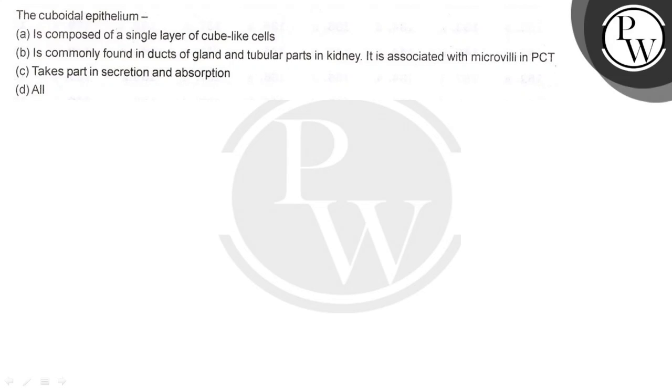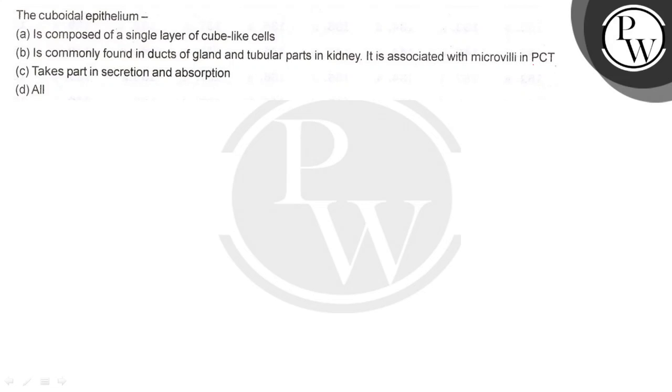The question is about the cuboidal epithelium, and the options are: A, it is composed of a single layer of tube-like cells. Option B, it is commonly found in the ducts of glands and tubular parts of the kidneys. It is associated with microvilli in PCT. Option C, it takes part in secretion and absorption, and D is all of these.